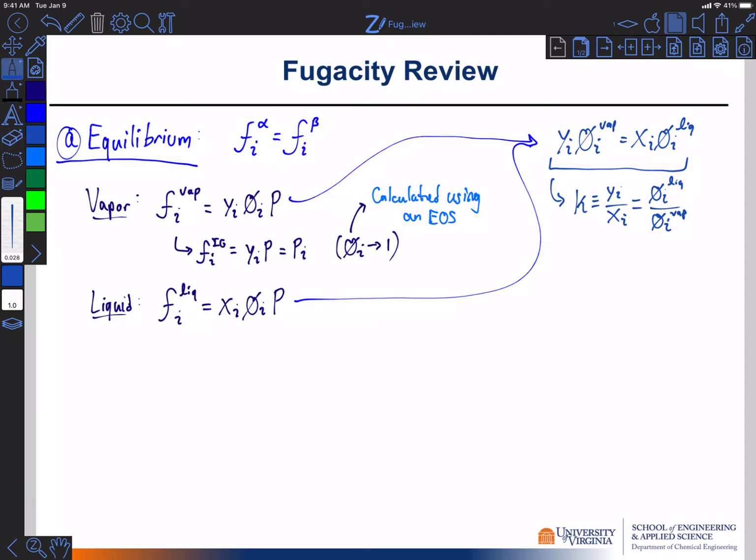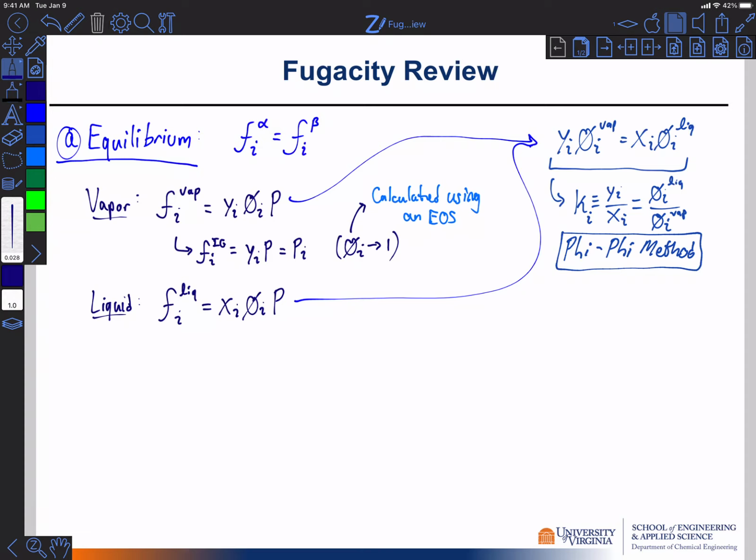I'll just make this a little bit clearer that that's an I. Right, so that's the phi-phi method. And the phi-phi method highlights the fact that we can use a fugacity coefficient for the vapor phase or for the condensed phases.